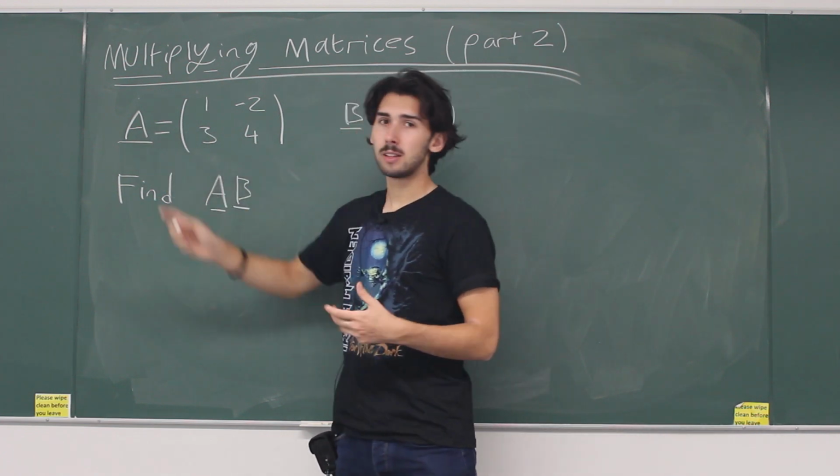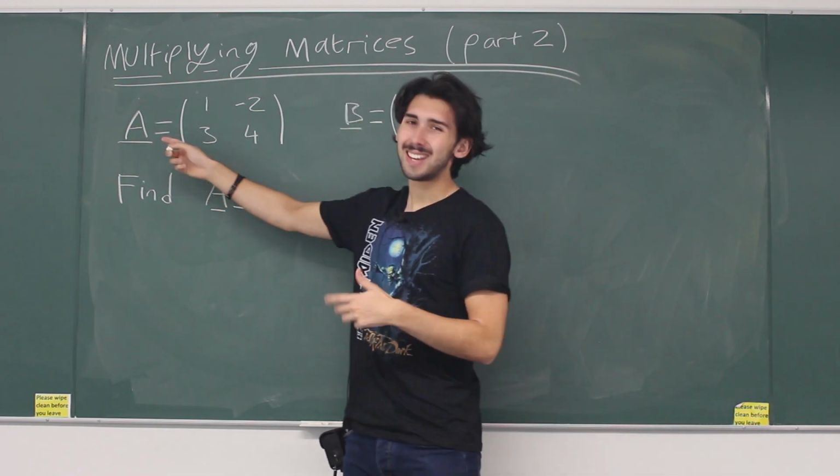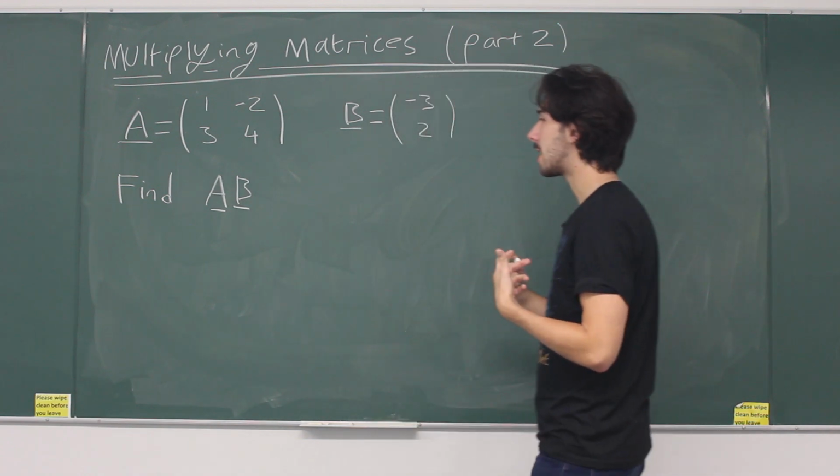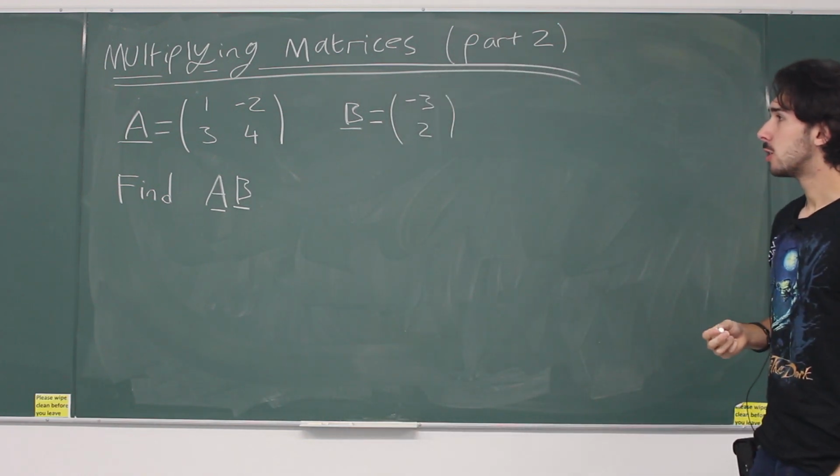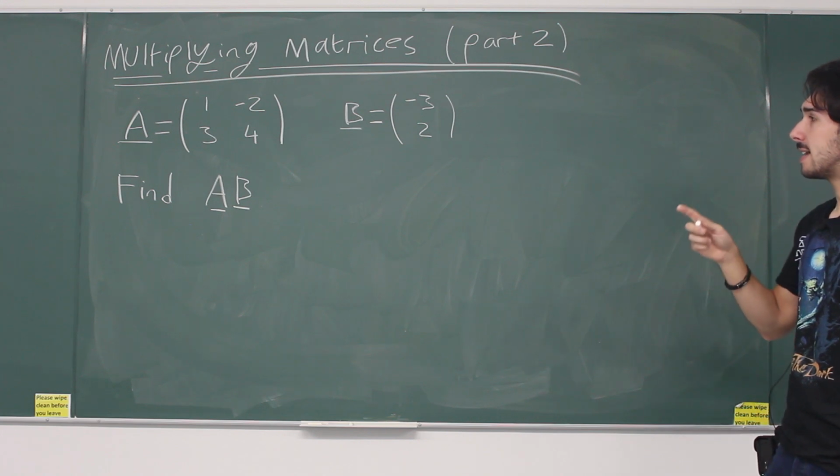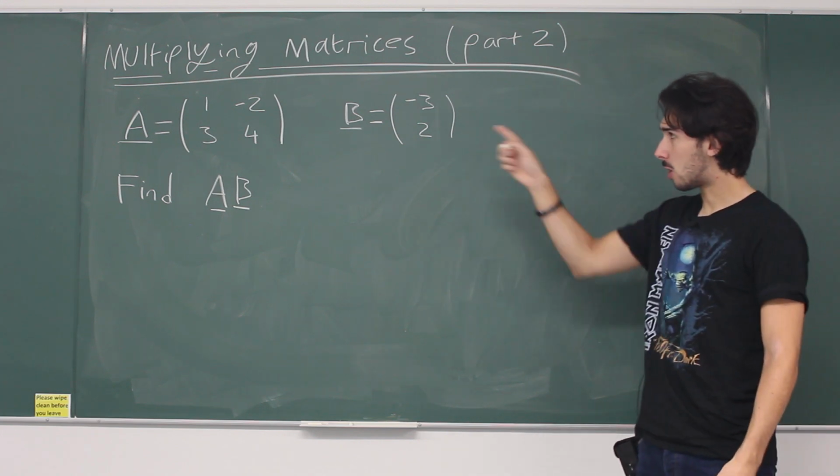So if you see it underlined, it means it's in bold, right? It just means it is a matrix. That's all it means. That's my notation. A lot of people use that as well. So we want to find the matrix A times B, okay? And we get told what A and B are.